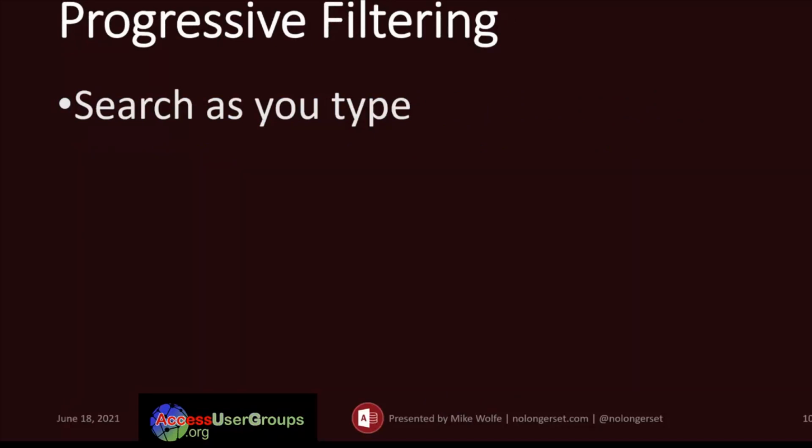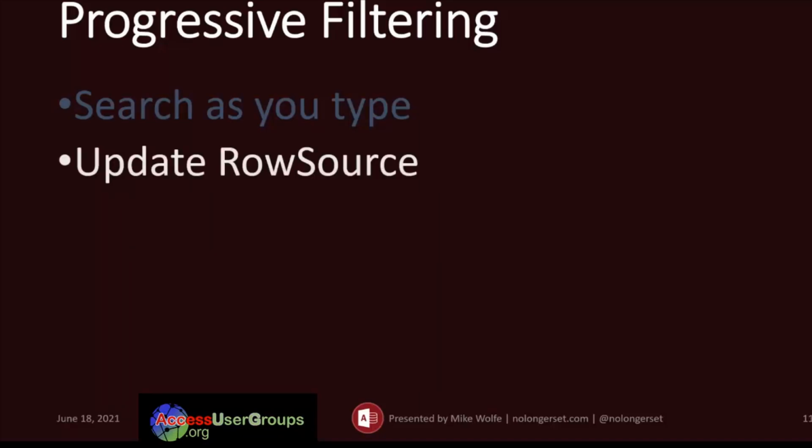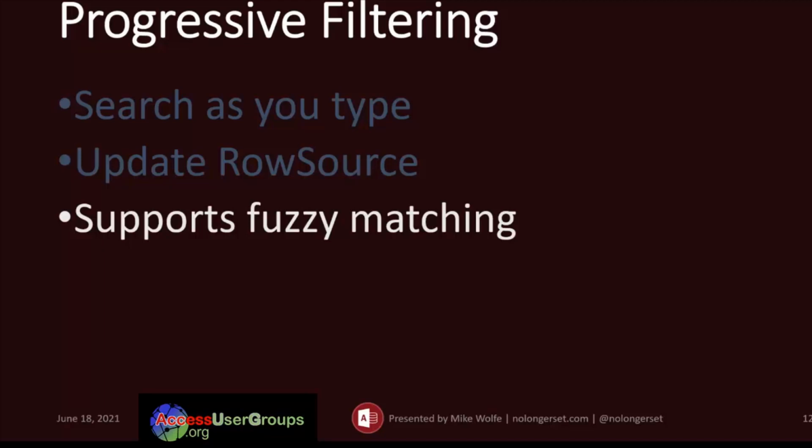So progressive filtering, this is where you search as you type. And the idea is that as you enter text into your combo box, you dynamically update the RowSource so that the options that are available to the user are restricted to just those things that match what the user has already typed into the combo box. And since you're dynamically updating the RowSource, there's not really any limit to what you can do with this.